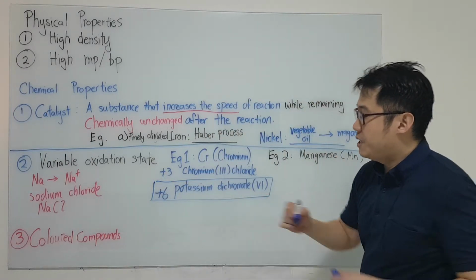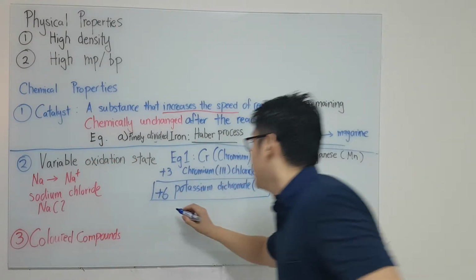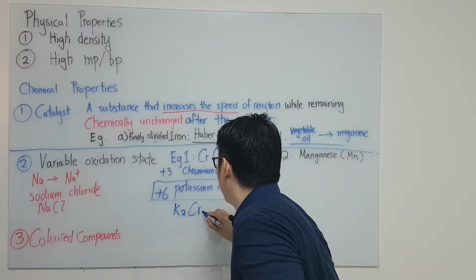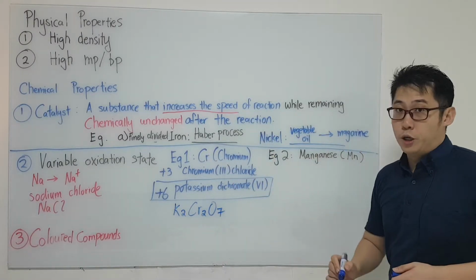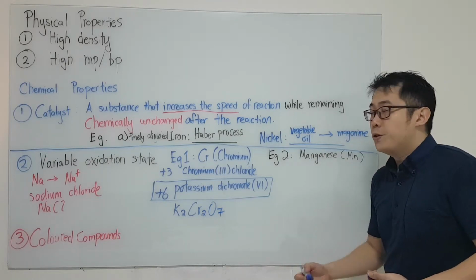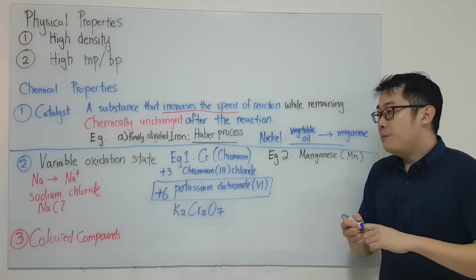So what happened in this case, for example, your potassium dichromate, the formula is actually K2Cr2O7. This is actually the formula. Now, you might wonder, how are we actually going to determine the oxidation state of chromium in this case? So let me show you.